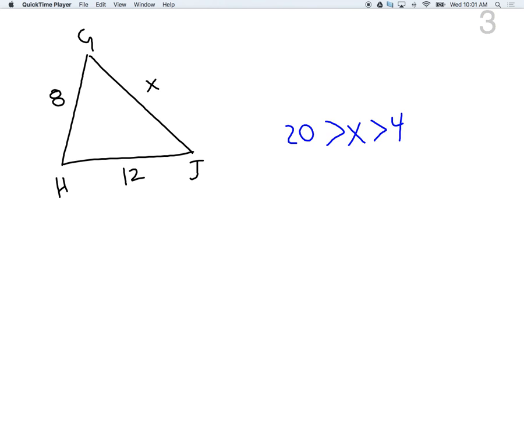Because notice I didn't specify which side that was. Is it the shortest side? Is it the medium side? Or is it the long side? And so we get that.